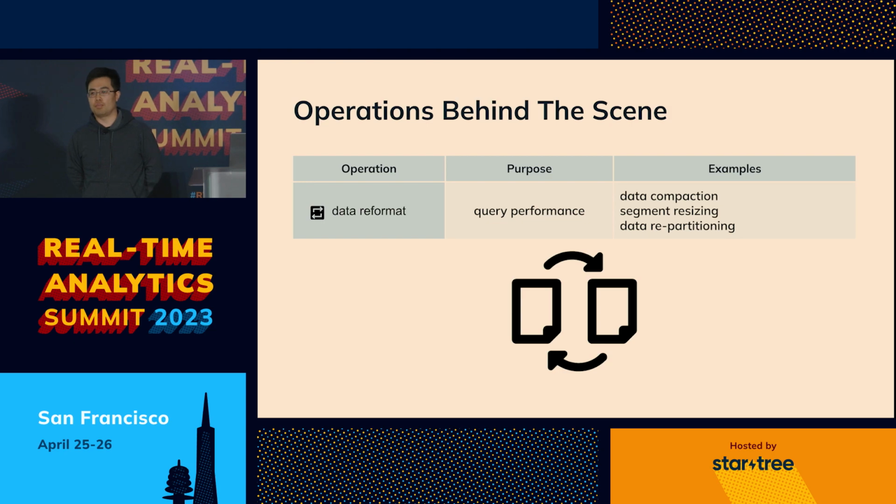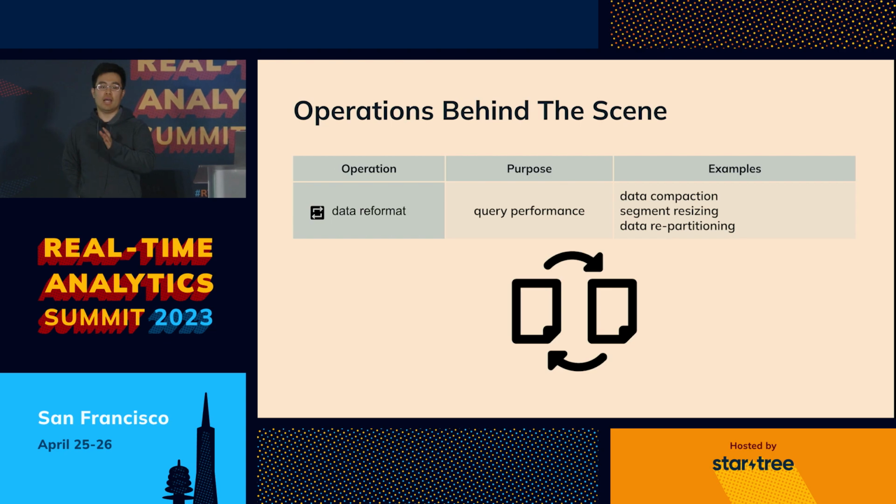The third type of operation is data reformat, which again means that we want to reformat the data in the system. For example, we want to compact data. We may want to resize the Pinot table. We want to resize the segments. We want to repartition the data.